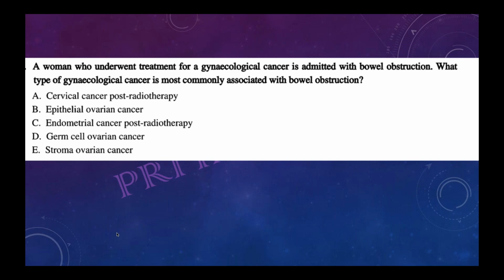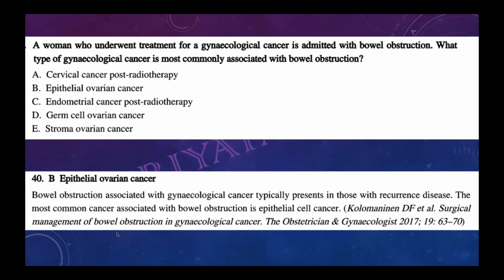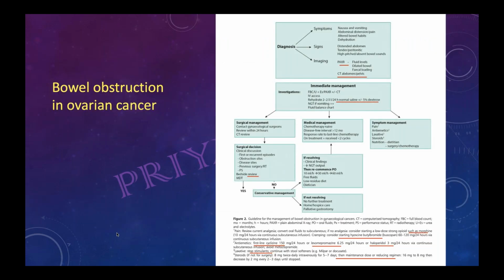Okay, a woman who underwent treatment for gynecological cancer is admitted with bowel obstruction. What is the type of cancer? Epithelial ovarian cancer. Yes, epithelial ovarian cancer. Bowel obstructions are common in recurrent epithelial ovarian cancer. This is a flow chart for bowel obstruction in ovarian cancer. I don't think questions have been asked from it. I just put it here, but I have not seen a question from here.